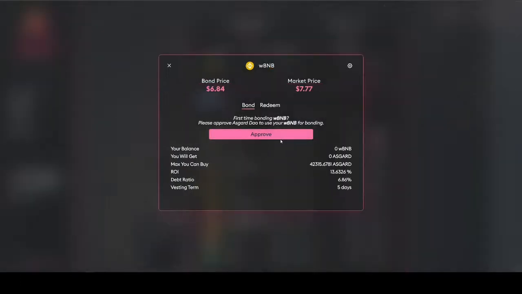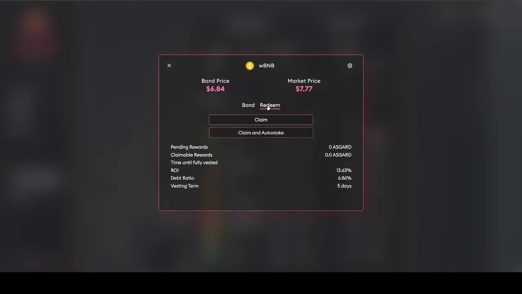So if we go into this here, you can come in here, approve this, and you're going to then input your wrapped BNB for this bond in particular. In turn, you're going to get Asgard tokens with a 13% ROI. Again, that's going to be paid out over the course of 5 days per block equally. Once you have started vesting, so as these 5 days progress, you can go over here to redeem.